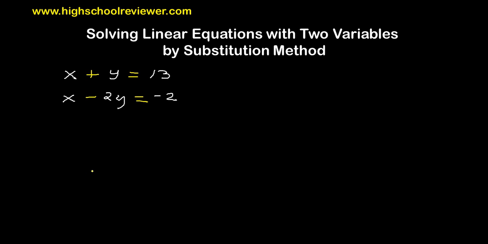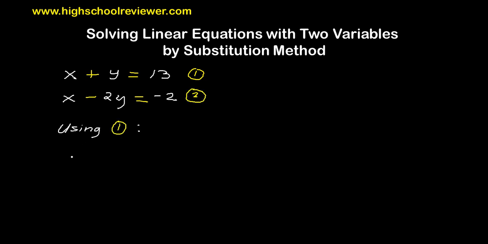Let us solve these two equations using the substitution method. Our first equation is x plus y equals 13, and our second equation is x minus 2y equals negative 2. Let us call this equation 1, and let us call this equation 2.